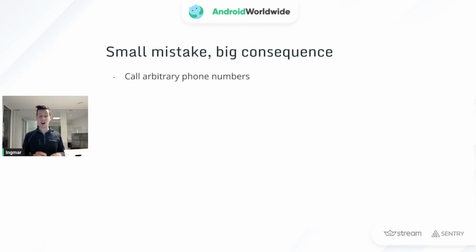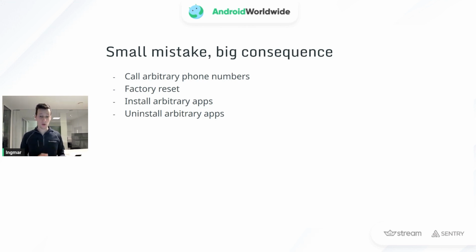So you could call arbitrary phone numbers, but I can one-up you by just factory resetting your whole phone. Samsung Flow had the permissions to do that, so you could just factory reset the phone from any random app on your phone if you had Samsung Flow installed. Or you could install arbitrary apps and uninstall arbitrary apps. So imagine some random app being able to replace your banking app with a malicious one. So there are definitely consequences to such a small mistake in handling intents.